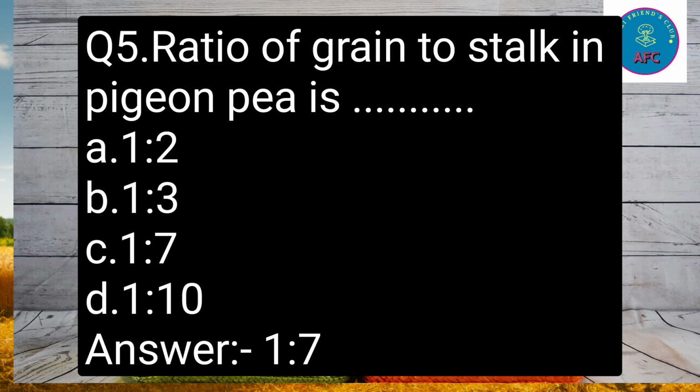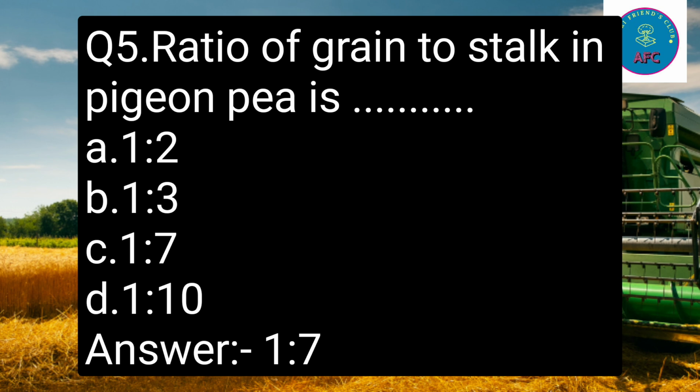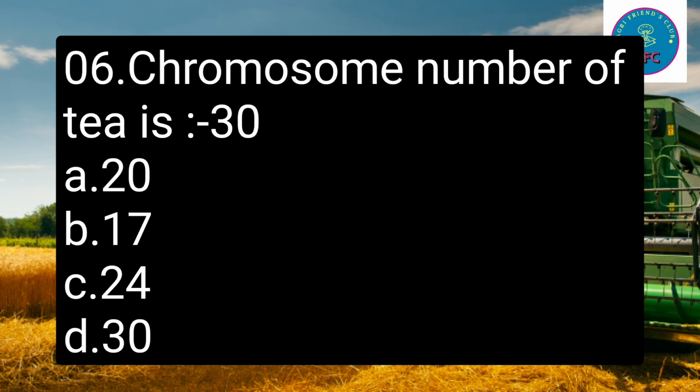Question number 5. The ratio of grain to stalk in pigeon pea is known as. Options are 1 is to 2, 1 is to 3, 1 is to 7 or 1 is to 10. The correct answer is 1 is to 7. Question number 6 is, what is the chromosome number of tea? The options are 20, 17, 24 and 30. The correct answer is 30.